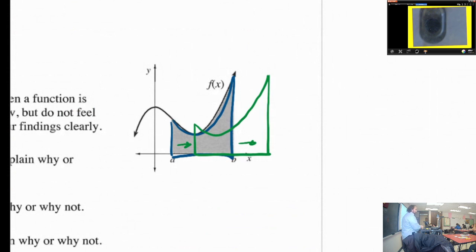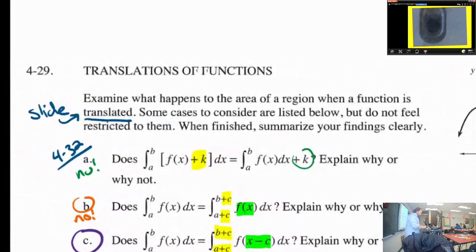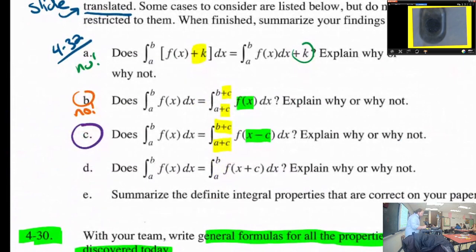It would still be the exact same shape, just somewhere else. You don't see these kind of problems very often, if ever, but it is a thing that does exist. If you move the bounds to the right, then you have to move the function also. Don't forget that f of x minus c means a translation to the right.